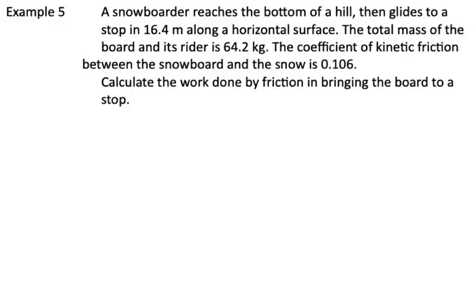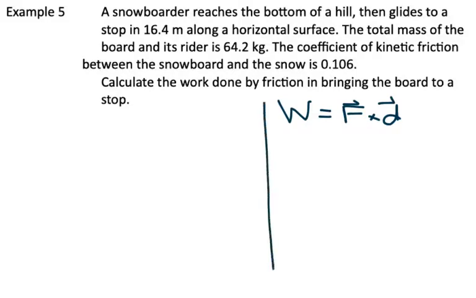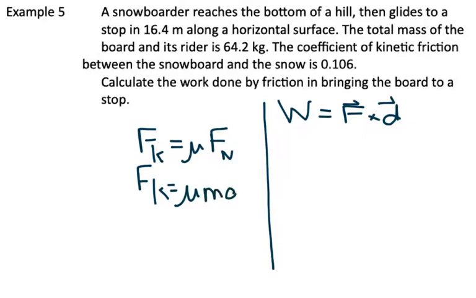So what we know, I'm going to work a little bit backwards here, is that work is force times displacement. And the force here is actually the force done by friction. So, backing that up a step, we know that the force of friction, kinetic friction in this case, is mu times the normal force, or mu times mg.